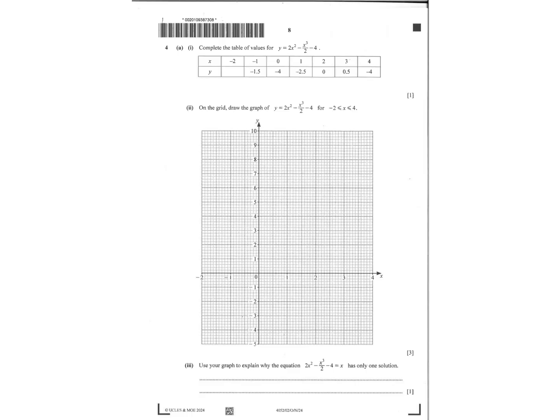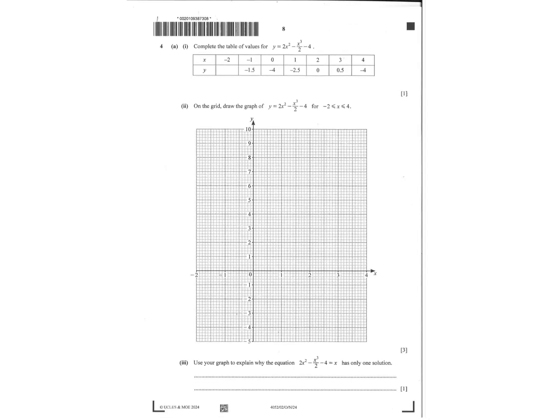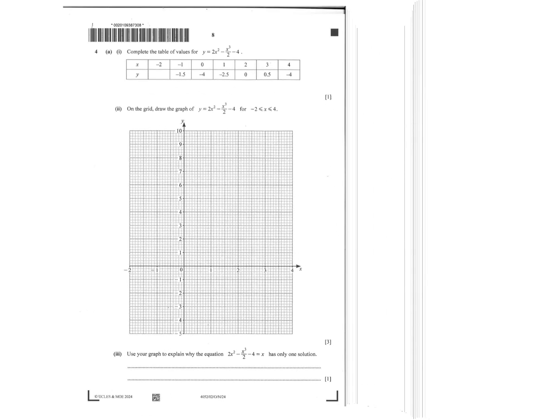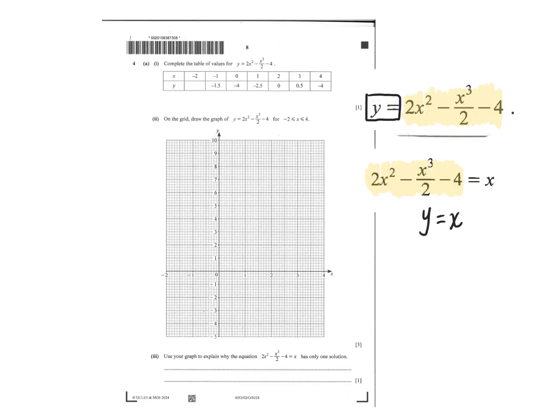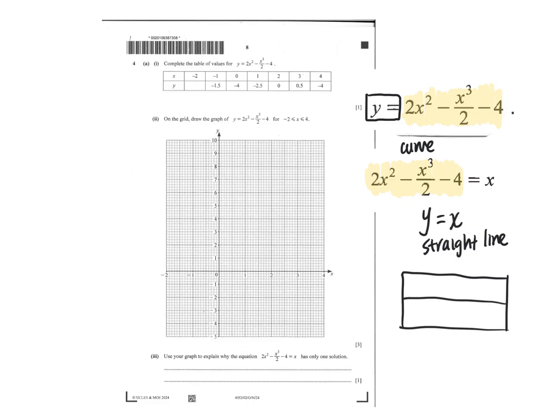Okay, yes. Move on. The one that I want to go through is not the plotting of the curve with this straight line. This is a straight line. This is the curve that you have drawn. They want you to make your curve intersect this straight line. So how does this straight line look? You need to plot it out yourself.